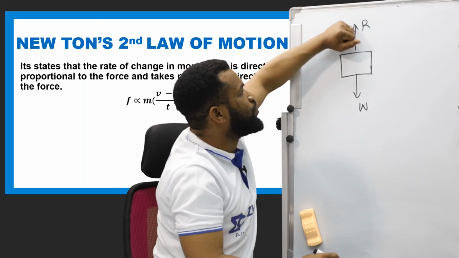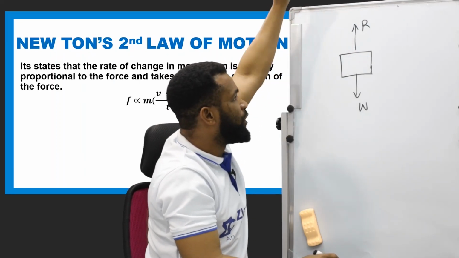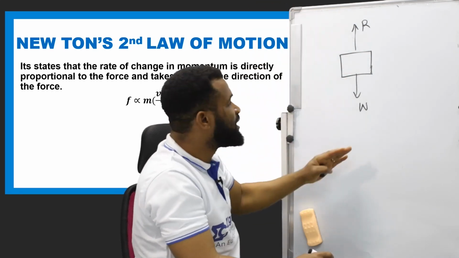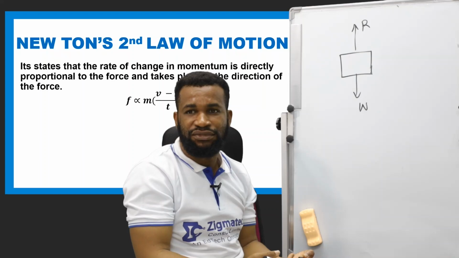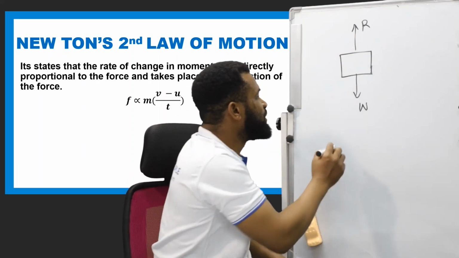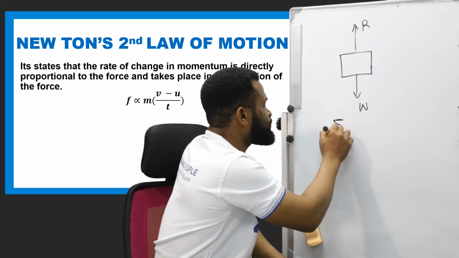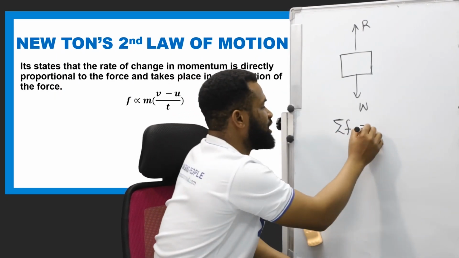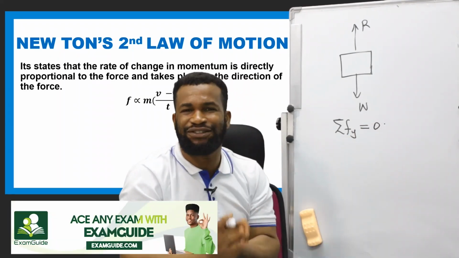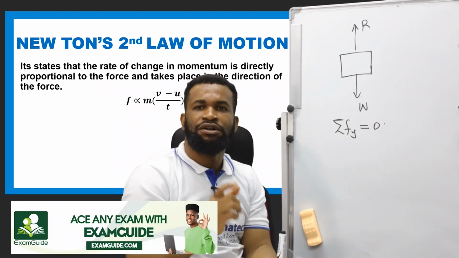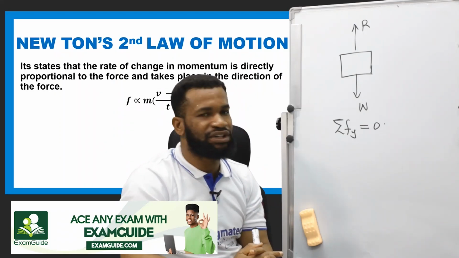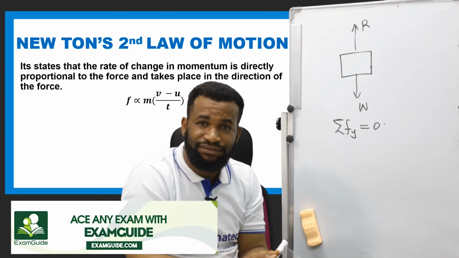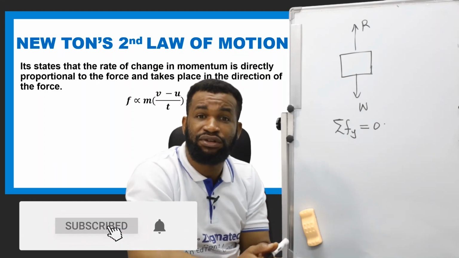Remember, if I pull this ball upward, and then it continues moving upward, it means that it's no longer in equilibrium. So for this body to be in equilibrium, it means that the sum of all the forces in the y direction must be equal to 0. That means there is not going to be a net force. When we are talking about a net force, we are saying that the body is not accelerating.